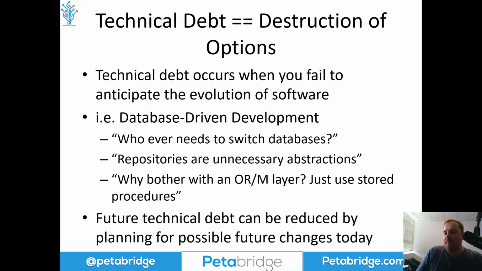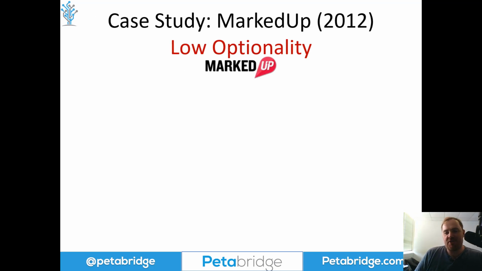But the big idea behind high optionality programming is that future technical debt can be reduced by taking the time to plan for future changes today. That's one of the things we can anticipate as software developers, and we can try to find ways to mitigate some of those problems before they happen, rather than letting it be a giant production crisis at some point in the future. So to help illustrate the high optionality programming concept, I want to do a case study.